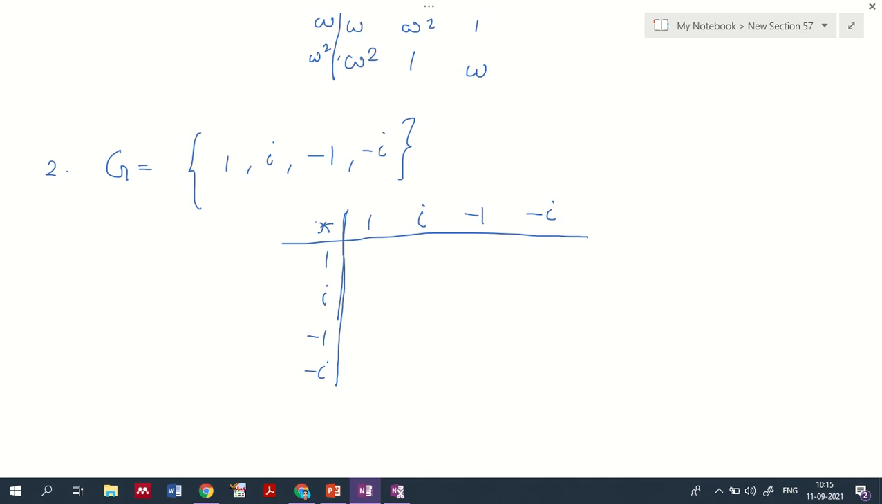And now if you do the row corresponding to this, 1 into 1, I'll be getting 1, 1 into I, that is I, 1 into minus 1, that is minus 1, 1 into minus I, that is minus I, and similarly I into 1, that is I. Okay, I into I is I square. I square means we have to get minus 1, and I into minus I, that is minus I square, that is it will be 1.